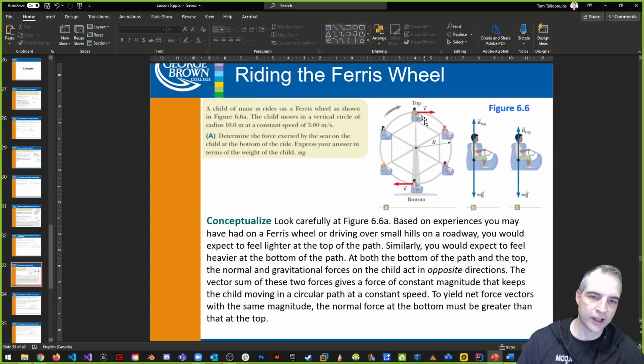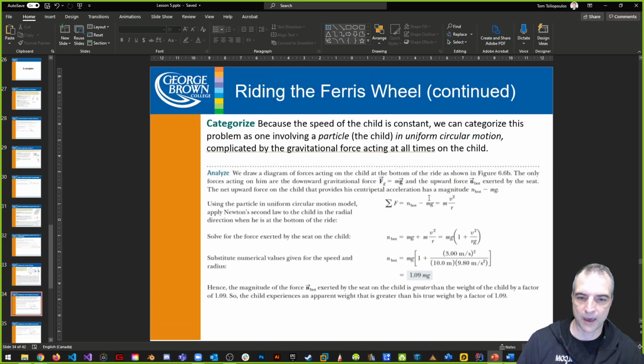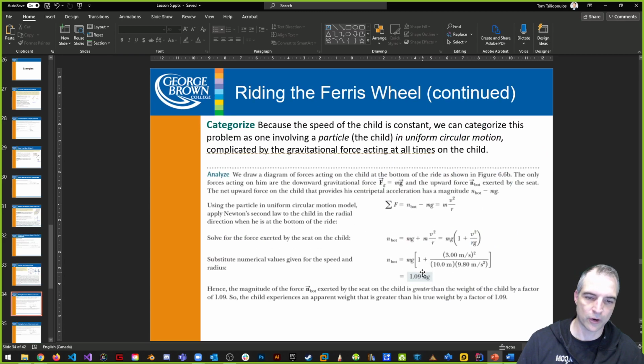However, the child will experience changes in weight, apparent changes in weight or fictitious forces, right, at the top and at the bottom. Okay, we've kind of covered this already, but it covers the math here a little bit in terms of the way it works. And we can sub in the values to give us a sense of the numeric value.